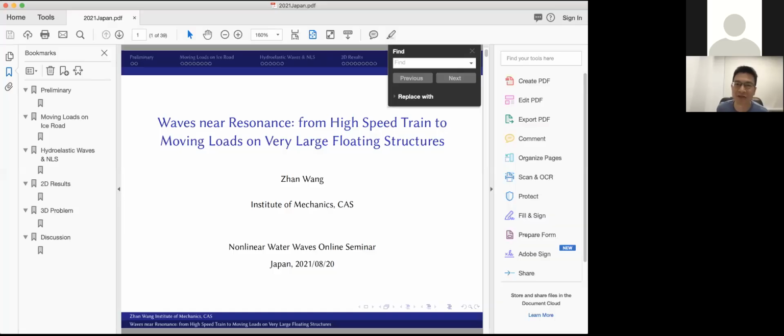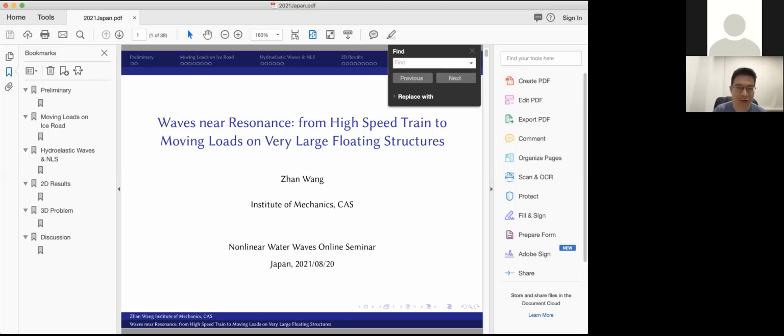elastic sheet. So you can imagine a thin elastic sheet on top of a fluid, and we try to understand how the elastic sheet reacts to the motion of the fluid body. And this is my plan.